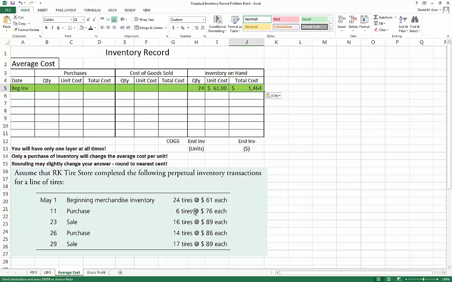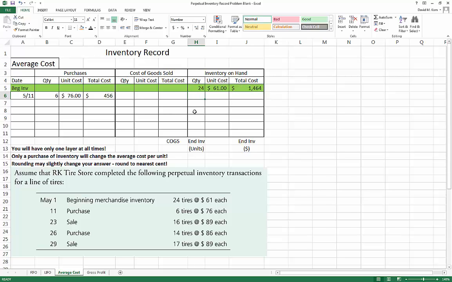Then we're going to make a purchase. So let's see how this works. We have 6 at 76 for a total of 456. Now, here's where you have to understand how to do average cost. The only thing that will change the average cost per unit is a purchase of inventory. Okay? So, because we have a purchase here, we bought 6 at 76, we have to combine that with this beginning inventory layer here into one layer.